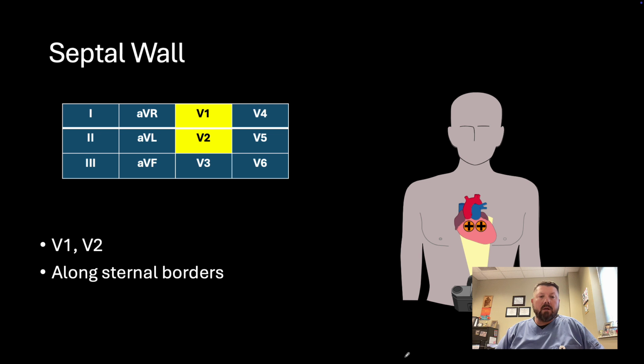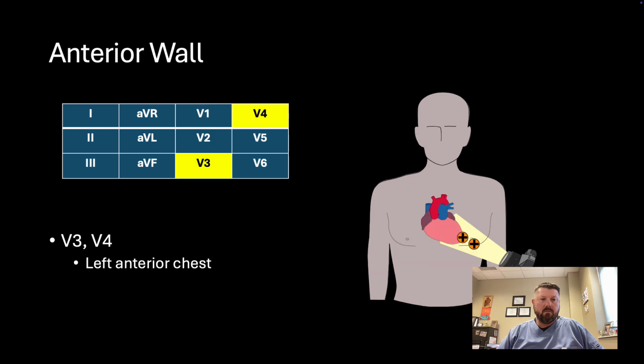The septal wall, so this would be lead V1 and V2 right there, and they're viewing the interventricular septum, which again is a great place to see the bundle branches, because the interventricular septum is where the bundle branches start. V3 and V4. So this is going to be on the anterior or the front wall of the left ventricle. The positive electrode for these two leads is placed on the anterior wall of the left chest. This is why they're called anterior leads.